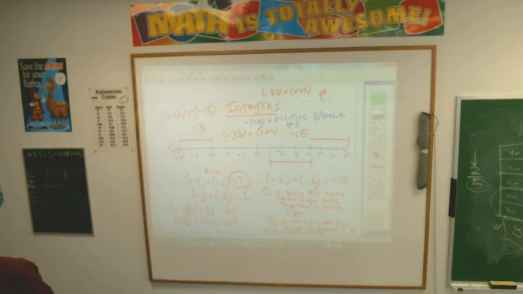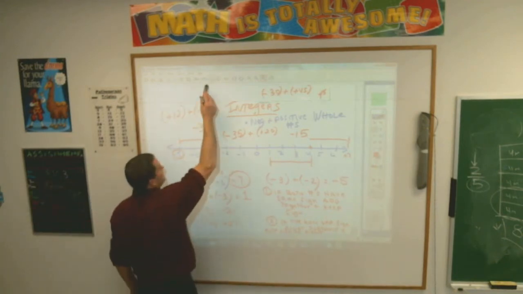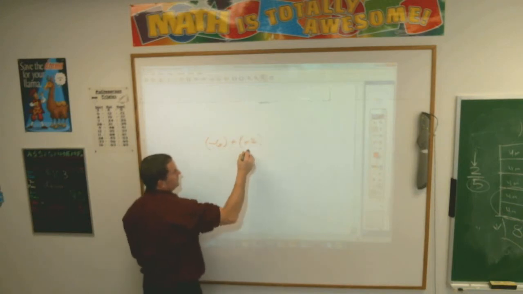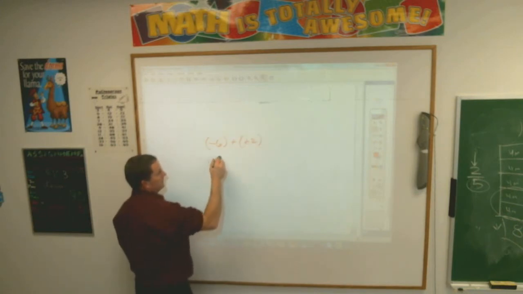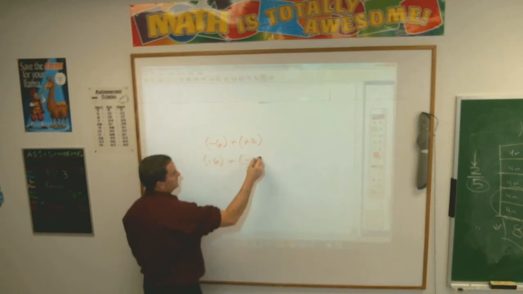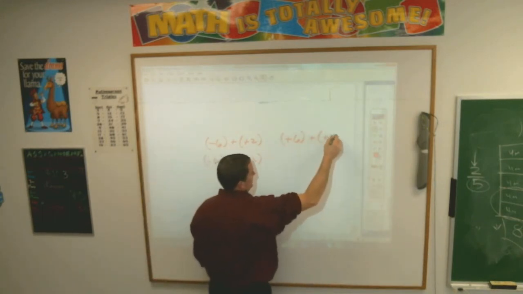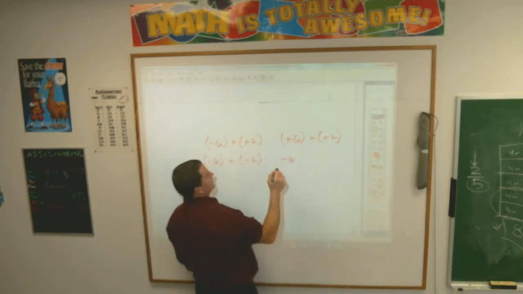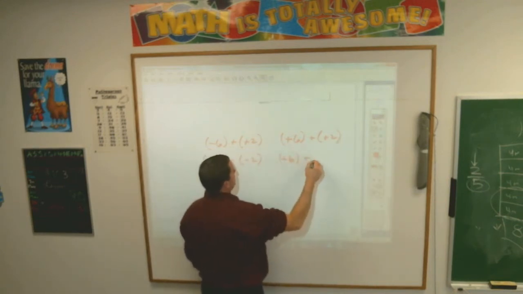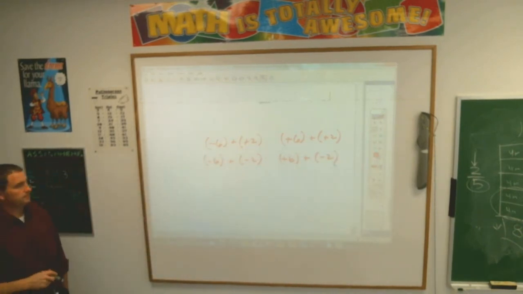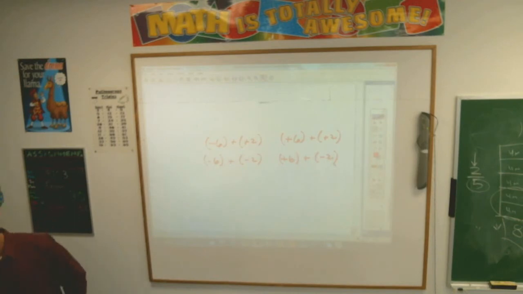Everybody's pretty happy about that? So let me give you, let's do a couple here. Do negative 6 plus a positive 2. You give me the answers to these. Negative 6 plus negative 2. Positive 6 plus positive 2. Positive 6 plus negative 2. Give me the answer to those 4 problems there. Write them down and give me the answers there.